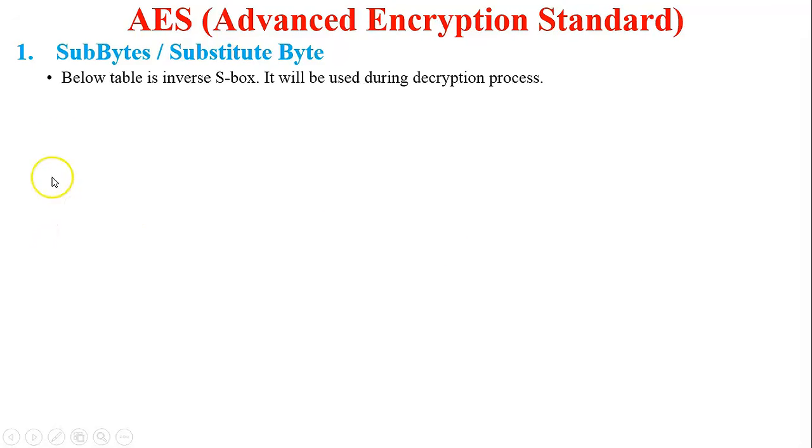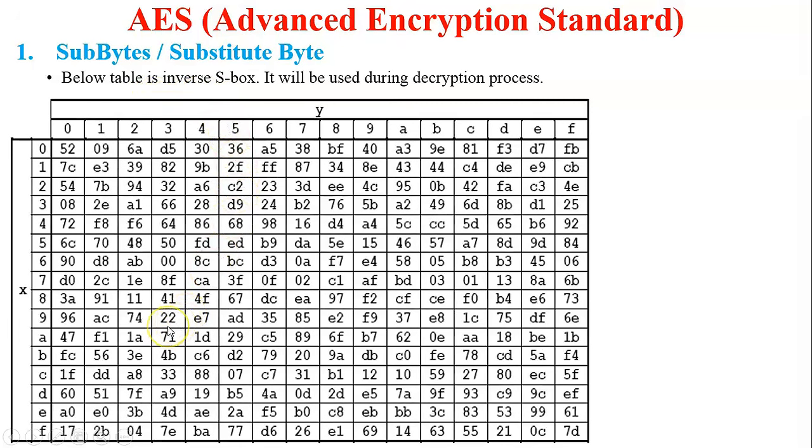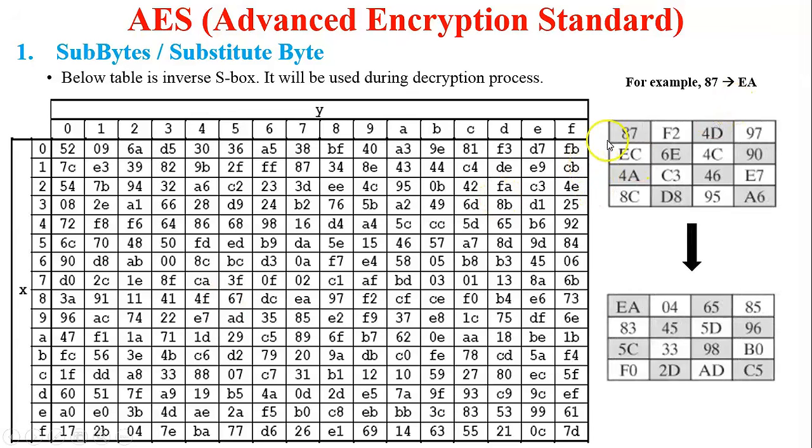Now, substitution bytes. The table above is the S box, and the table below is the inverse S box. The inverse S box is used during the decryption process. How it works, you can see over here. In the previous example we converted EA into 87. In this example we convert 87 into EA. This is the row of the inverse S box, the leftmost digit is 8, and this is 7, the rightmost digit. Now they intersect at EA. So I have put EA over here. So this is the inverse S box.